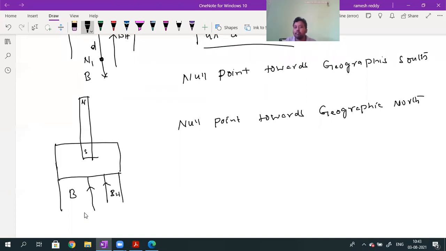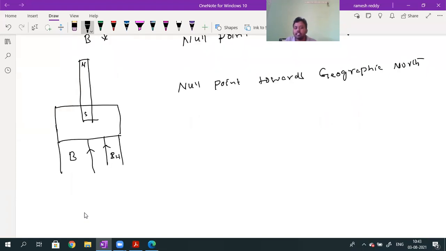A null point will not be obtained below. Is there any chance for a null point to be obtained above? Here, when I consider this, the north pole is there, so the null point will be obtained above. So these are the points you need to remember.